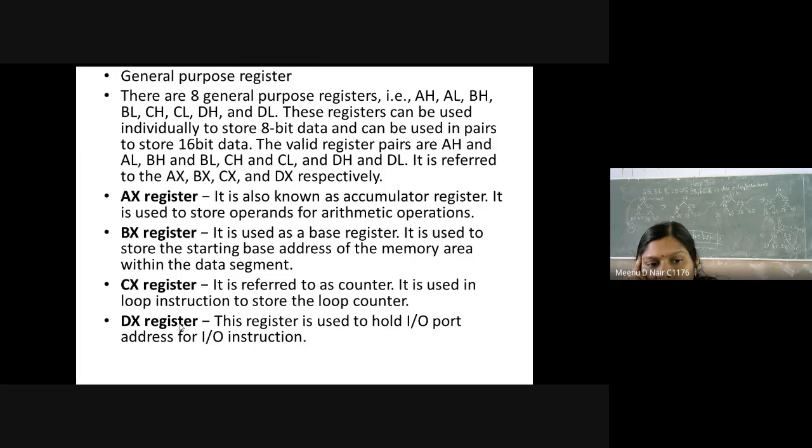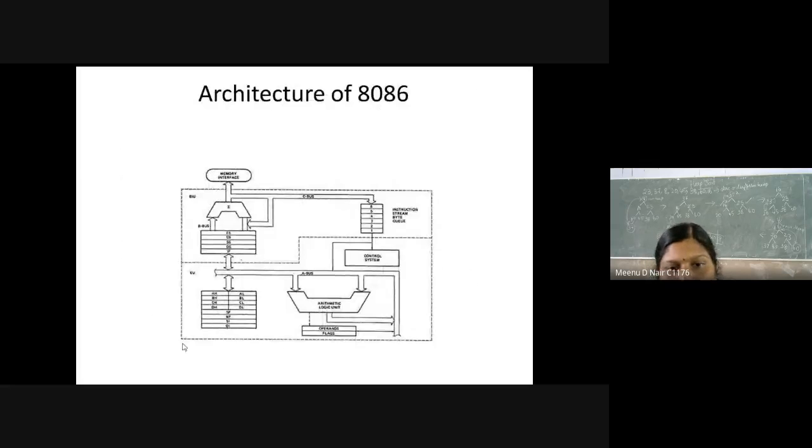Now we are going to see the general purpose registers. These are the general purpose registers. Combined, you can call it AX. AX is a 16-bit register, and AH is an 8-bit register, AL is another 8-bit register. Then BX is divided into BH and BL, CX is divided into CH and CL, and DX is divided into DH and DL. These are the general purpose registers.